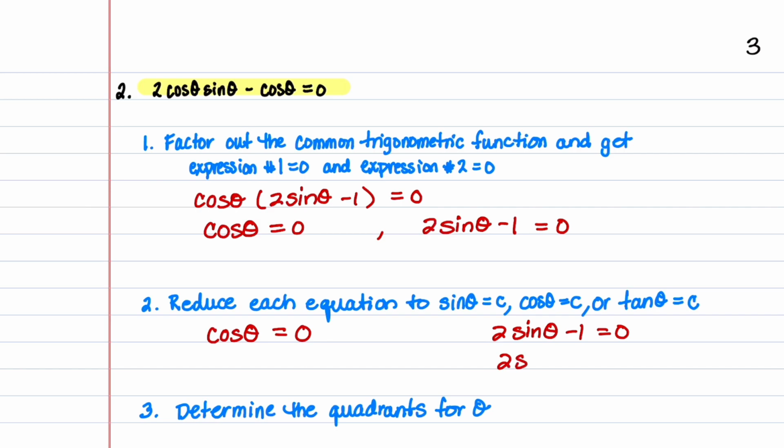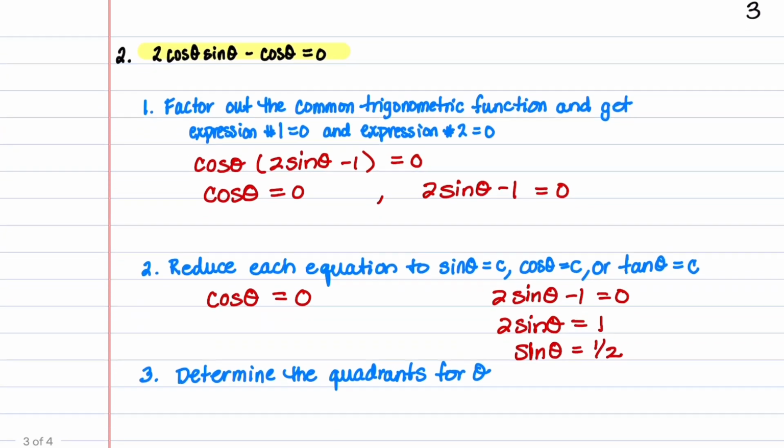This gives us 2 sine theta is equal to 1, taking the 1 over to the right-hand side. And then sine theta is equal to 1/2. As you get used to doing these problems, you won't really have to divide it up into this many steps, because you'll soon learn the flow of what you need to do.